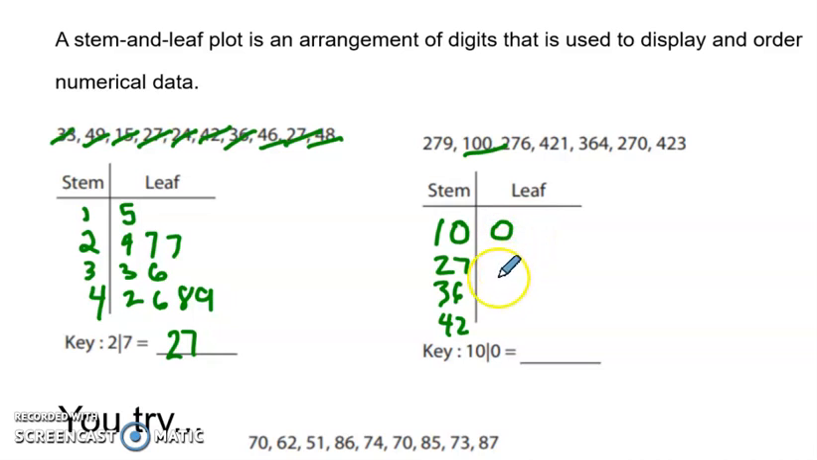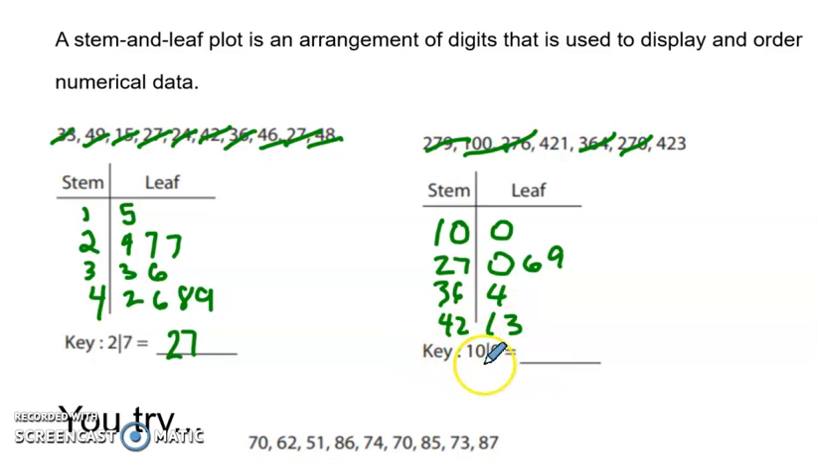And this time my leaf is, again, just the ones place. For my 27, it looks like I have a 9 and a 6, so I'm going to put the 6 and the 9. I think that takes care of the 27s. For 36, oops, no, I missed a 27, didn't I? Let's go ahead and add that in. There was a 27 with a 0, and then a 6, and then a 9. I think we got them all now. So for our 36, it looks like we're going to put a 4 there. And then for our 42s, we have a 1 and a 3.